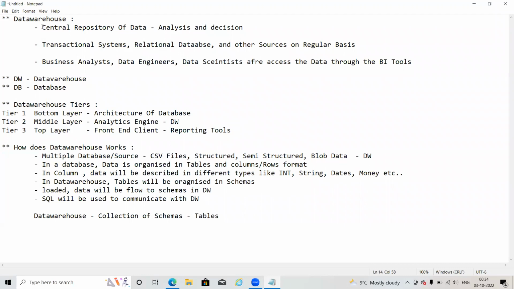So we discussed what is the schema. Can you please elaborate about schema? Like, schema contains tables, right?